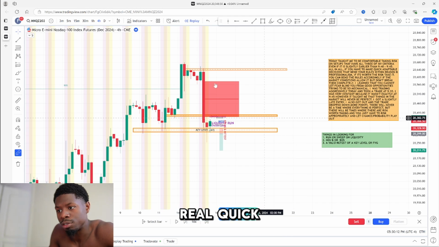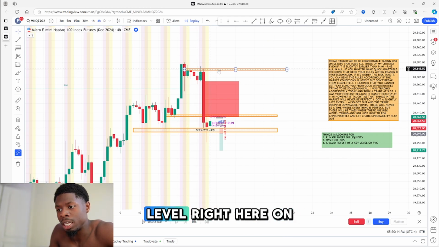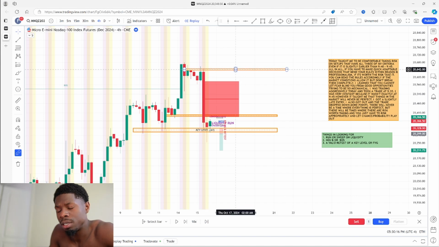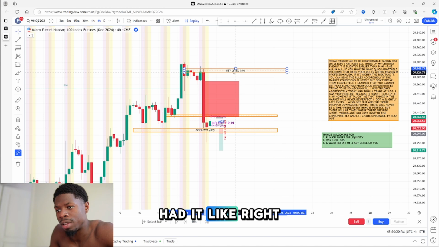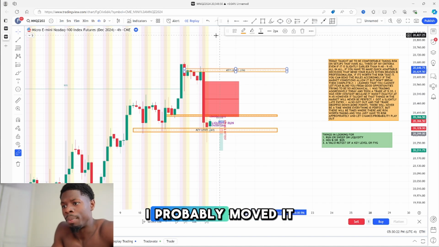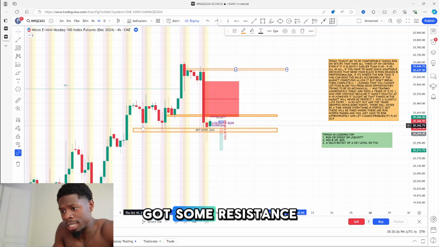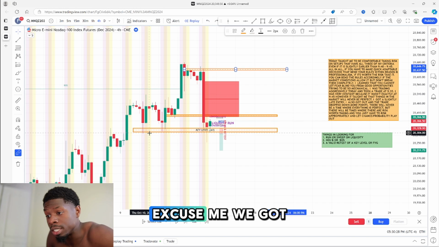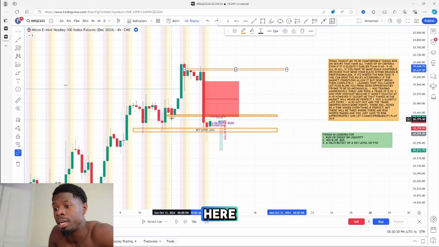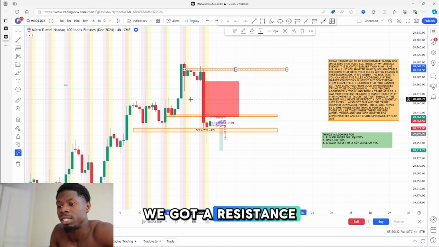Let me hide this real quick. We got a resistance level right here on the 4 hours, right? This is the level of resistance. I'm pretty sure I had it like right around here. I probably removed it because of the 1 hour time frame. And then we also got some resistance, or some support, excuse me. We got a support level right here. We got a support level right here. We got a resistance level right here.